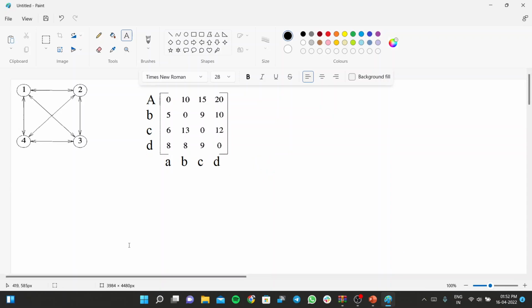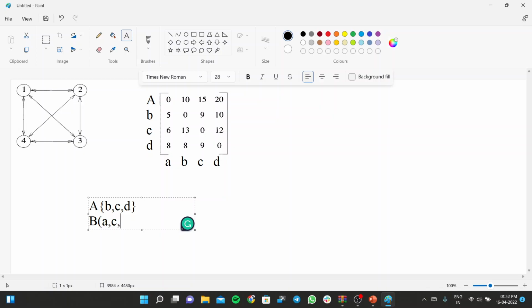So now we can just make some ordered pairs from this. If he touches A, then he can touch C, D, B, C, D. He can touch these 4. If he is touching B, he can touch A, C, D. If he is touching C now, he can touch A, B, D.